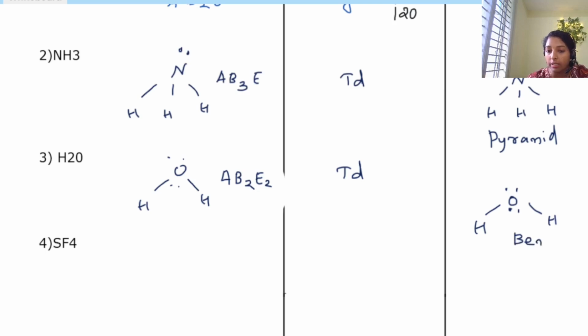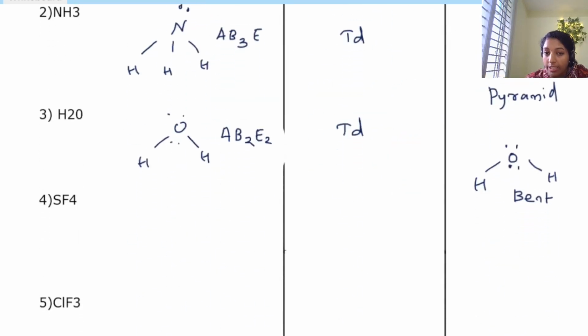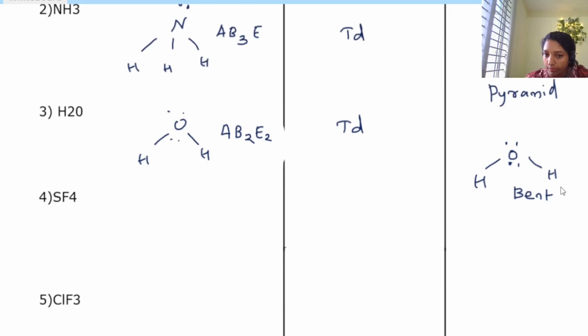Is it called bent? Yes. Here it's also called bent. SO2 we already studied, that is also bent. Trigonal planar minus 1: the electron geometry is trigonal planar, but 1 lone pair is what we call bent. Here tetrahedral minus 2. Why am I saying tetrahedral minus 2? Because altogether there are 4 electron clouds, but 2 are lone pairs. That is also bent.